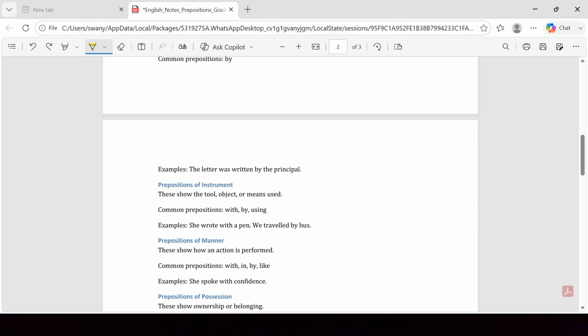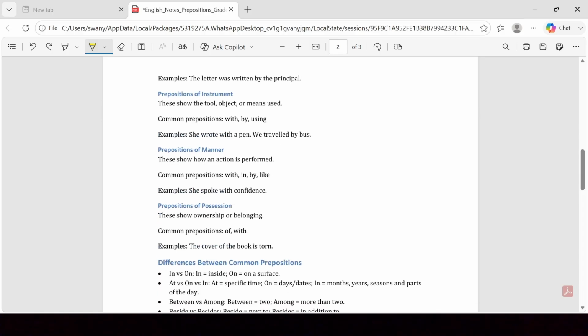Then the next one is preposition of instrument. These show the tool, objects, or means used. Common prepositions we have are with, by, and using. Examples: she wrote with a pen. We traveled by the bus. I opened the door with a key. So those are examples of instruments that are being used to show the tool, object, or means that are being used.